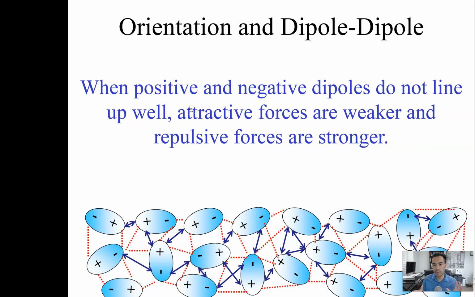When the positive and negative poles do not line up, then at that point we have repulsive forces, which make them stronger. And so as you can see from here, if you just kind of shift the dipoles a little bit, you could see that the positive charges begin to flip-flop back and forth. And once that happens, you start getting those interactive repulsive forces that you don't want.